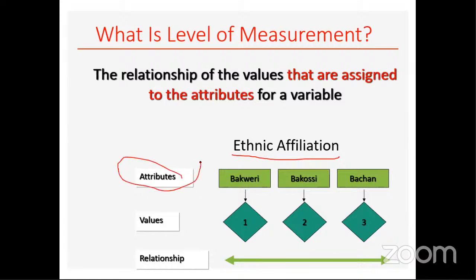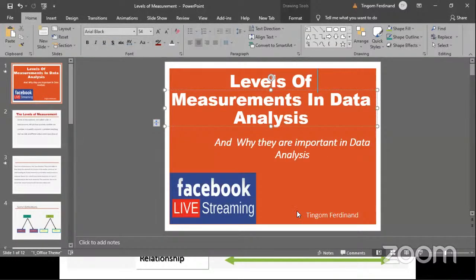This ethnic categorization forms our attributes. Now, for analytical purposes, we can assign values 1, 2, 3. So if you assign Bakweri to 1, Bakosi to 2, and Bachan to 3, we're simply categorizing our variables. And so you see that the variable helps us to interact and see how we can manage our outcome.